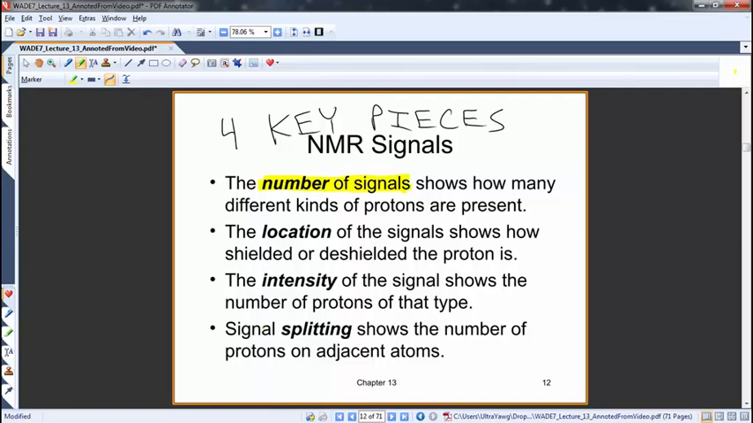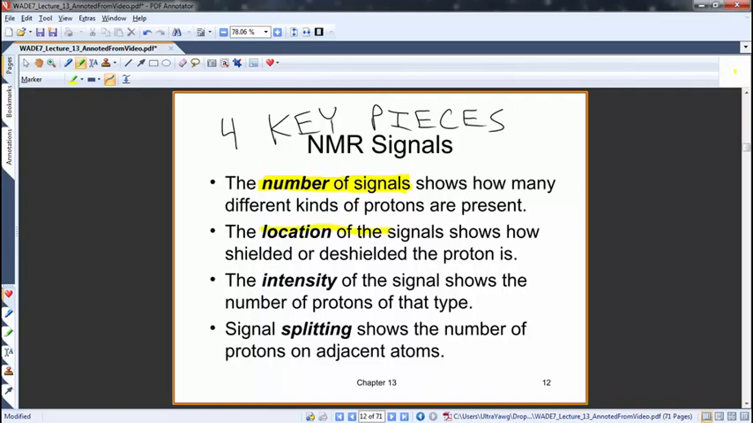The number of signals tells you about the number of types. They say kinds here, but I like to say types. Types of protons, right? That's a big deal. It doesn't tell you how many protons. It just tells you how many types of protons. We'll get into that in a second.